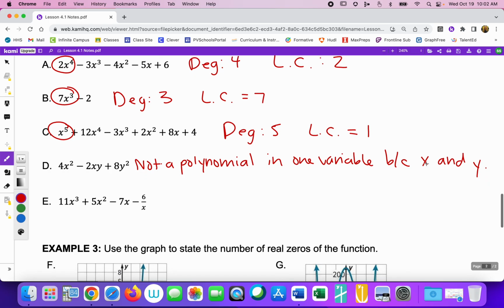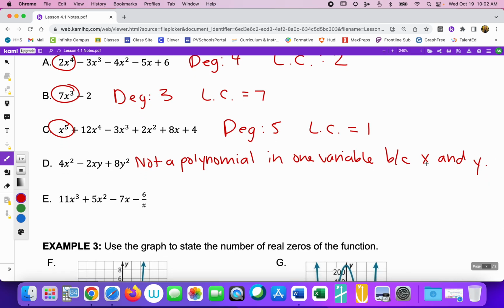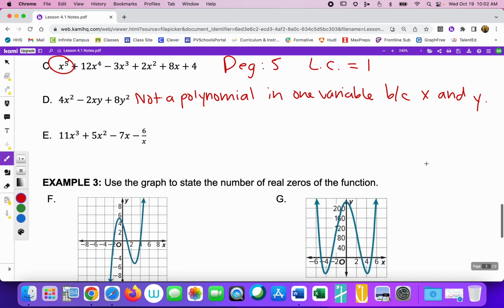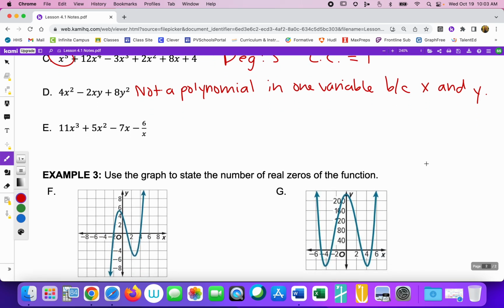Now, is E a polynomial in one variable? Yes. However, it's not technically a polynomial. What's weird about it? The fraction part of it. The fact that the fraction has a variable in the denominator, that creates an issue. So what this actually is, if I were to rewrite it with an exponent, this would actually look like this. Negative 6x to the negative first power, but you should never have negative exponents.